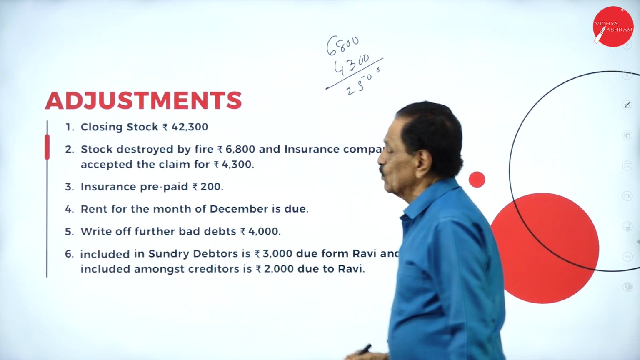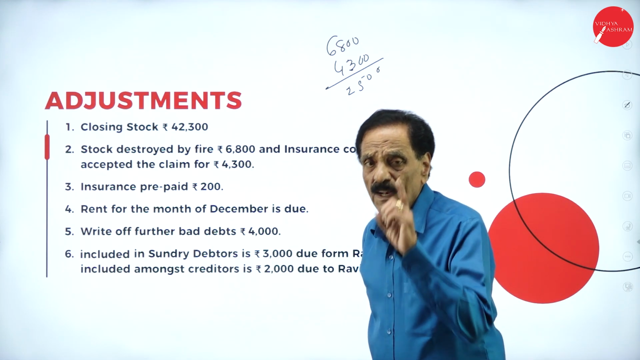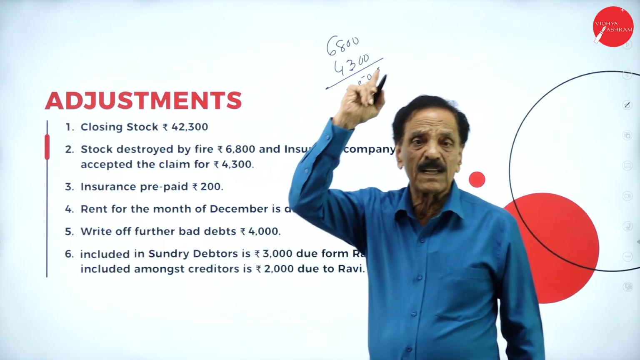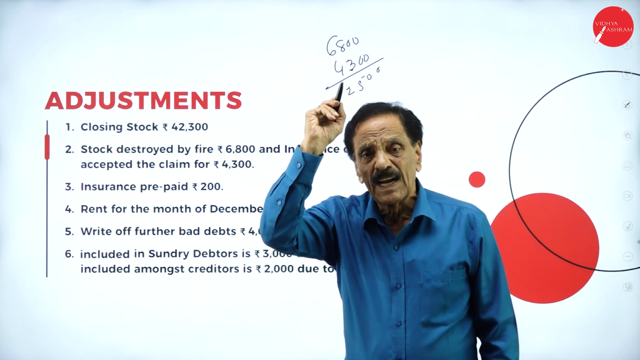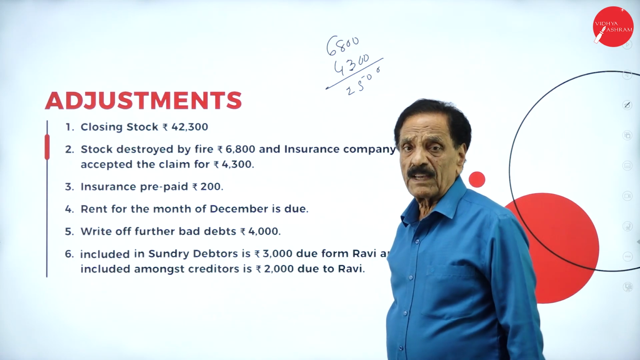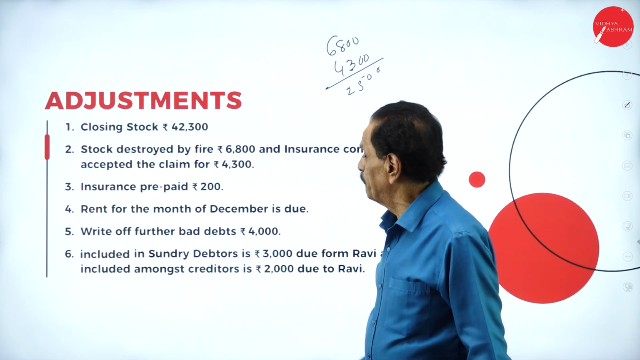There is a difference of 2,500. 6,800 will appear on the trading account credit side. 4,300 will come on the asset side of the balance sheet as due from the insurance company. The difference, 2,500, is a loss on stock. It goes on the debit side of the profit and loss account.